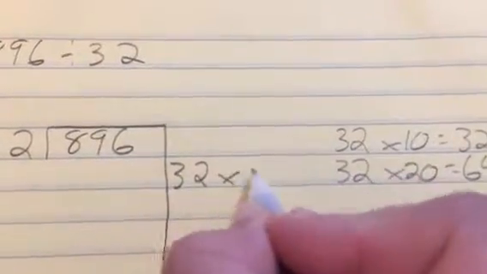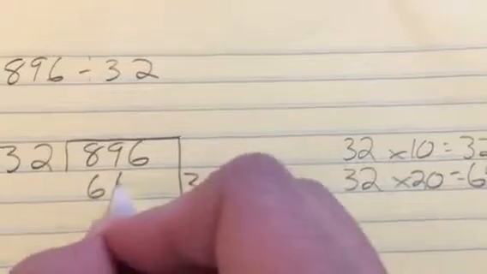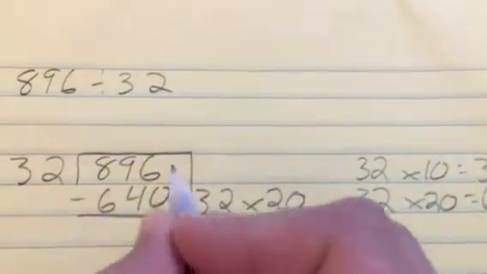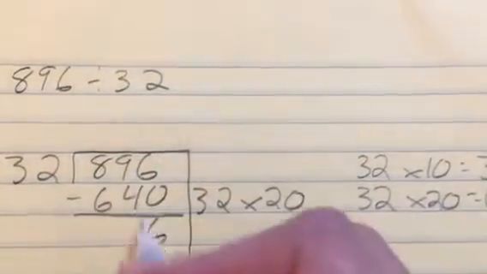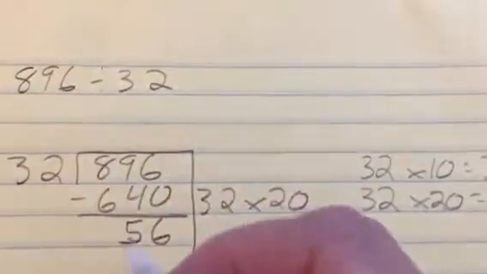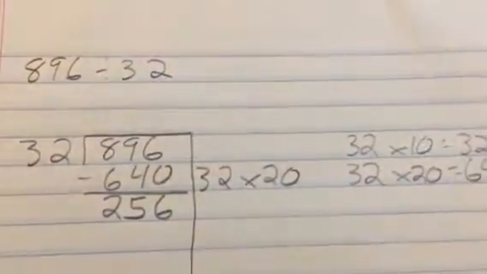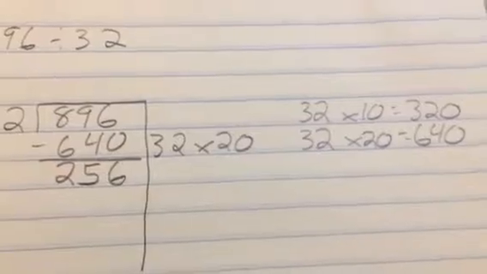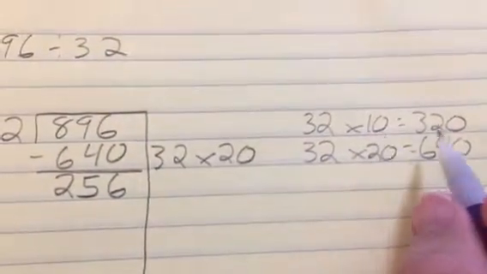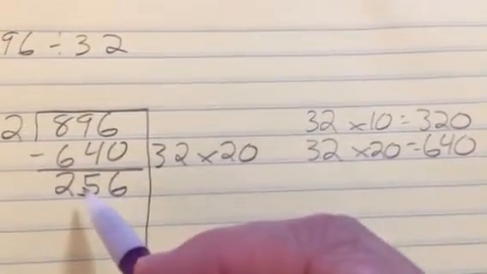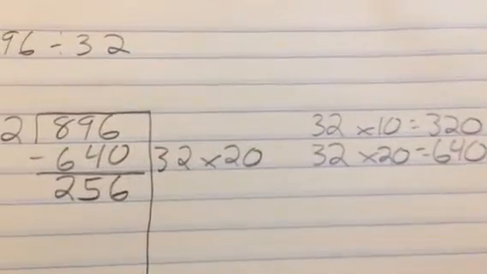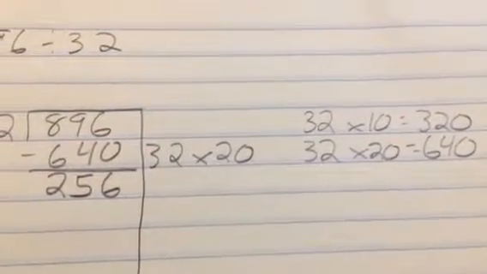I'm going to do 32 times 20, which gets me to 640. So 6 minus 0 is 6, 9 minus 4 is 5, 8 minus 6 is 2. That gets us to 256. I can't do 32 times 10 because that's going to be too high now. So I'm going to try 32 times 5.